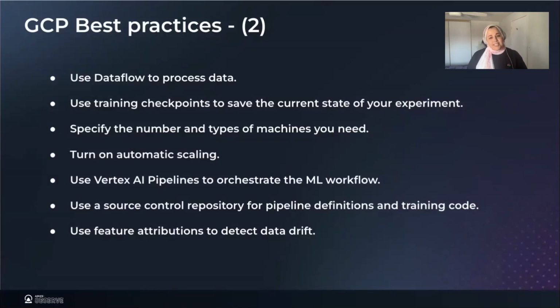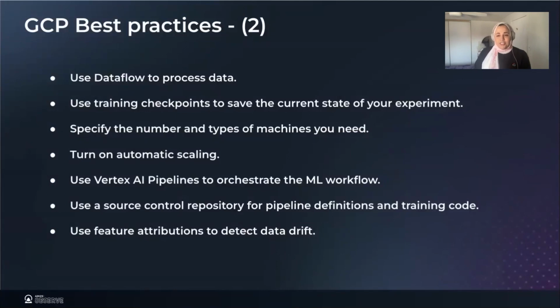After that, we have using Vertex AI Pipelines to orchestrate the ML workflow. You can manually trigger each data process, training, evaluation, test, and deployment. The whole point is to automate those processes, right? So it's recommended that you use Vertex AI Pipelines for orchestration. It also supports DAGs generated by Kubeflow, TensorFlow Extended, and Airflow. You can also use a source control repository for pipeline definitions and training code. You can use source control to version control your ML pipelines and the custom components you built for those pipelines.